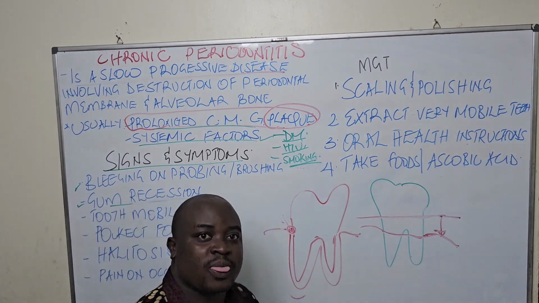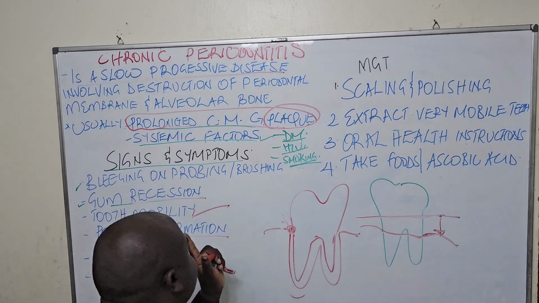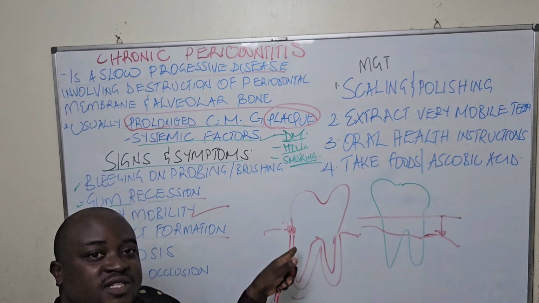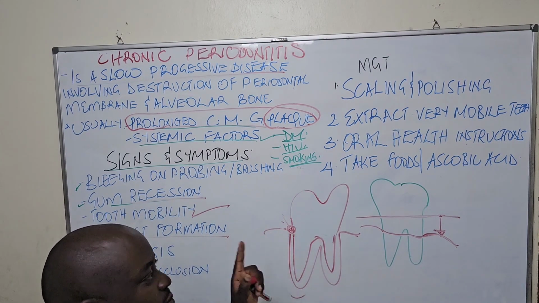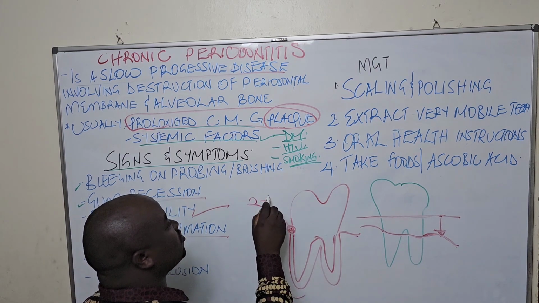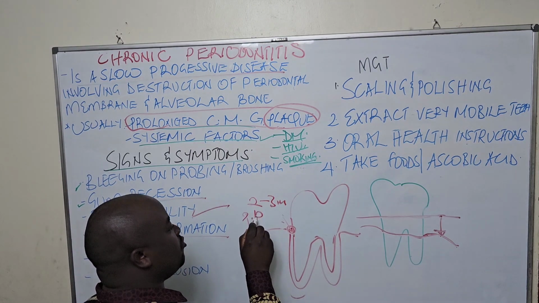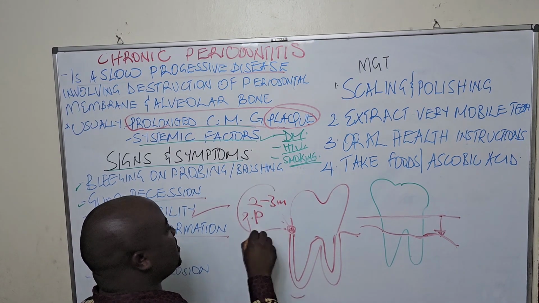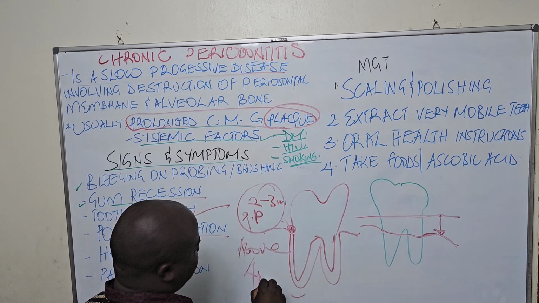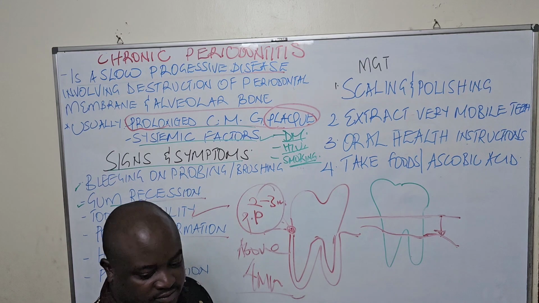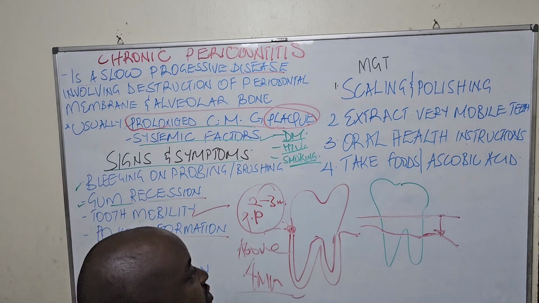Halitosis. So before we go, we shall say a diseased gingival crevice is a periodontal pocket. And because the normal one is between 2 to 3 millimeters as measured by a periodontal probe, this one is above 4 millimeters. I already explained that in the previous videos.